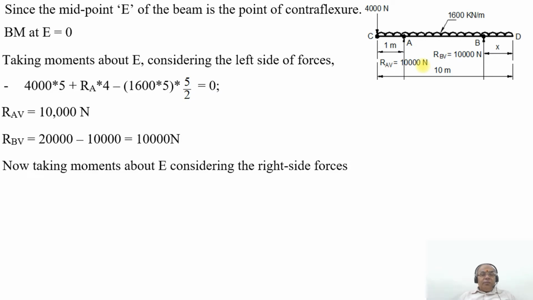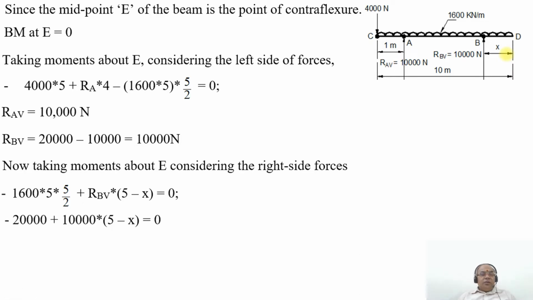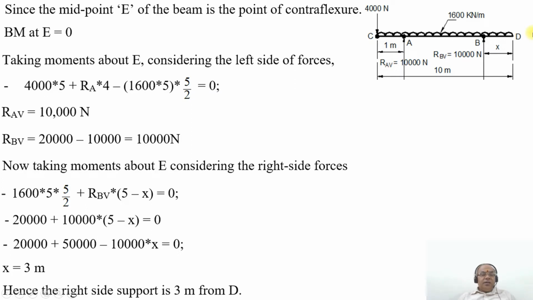Now, taking the moments about E, considering the right side, because we need to find the distance between B and D. Minus 1600 into 5 by 2 plus RBV into 5 minus X is equal to 0. Substituting, minus 20,000 plus 10,000 into 5 minus X equals 0. Therefore the value of X will be equal to 3 meters. So the distance between B and D is 3 meters. Hence the right side support is 3 meters from D. So this is how you calculate the values.